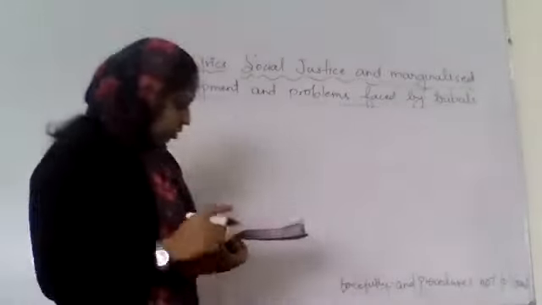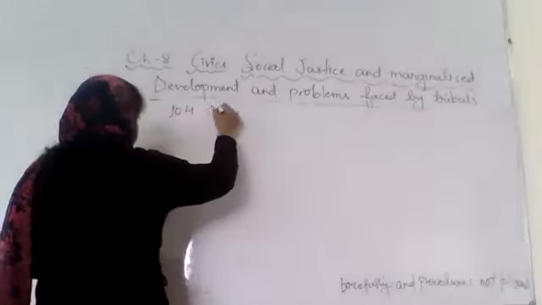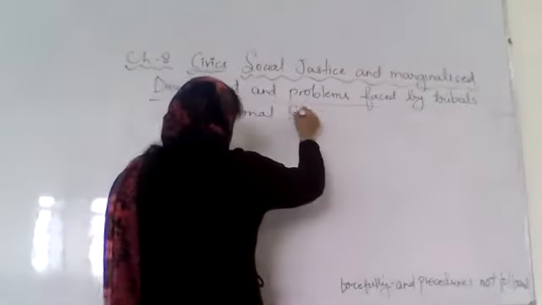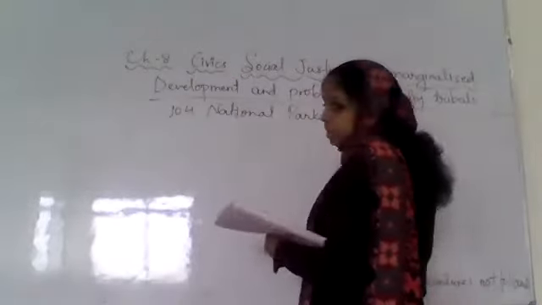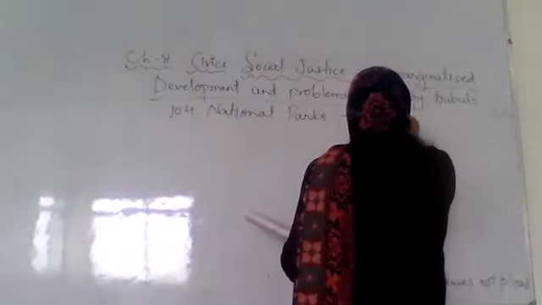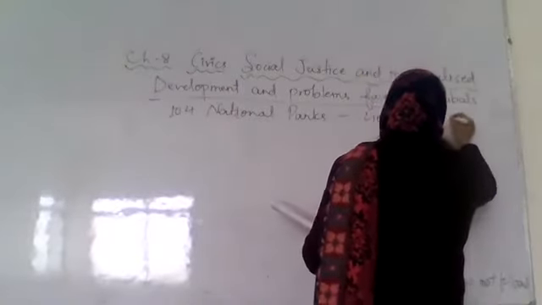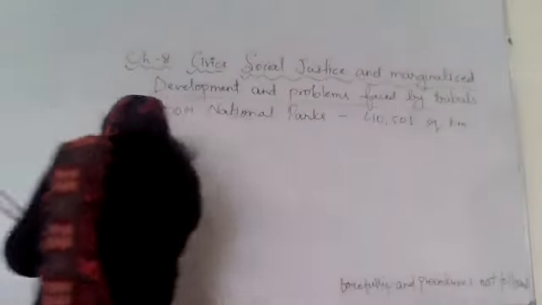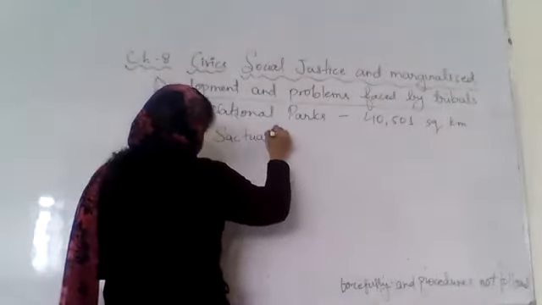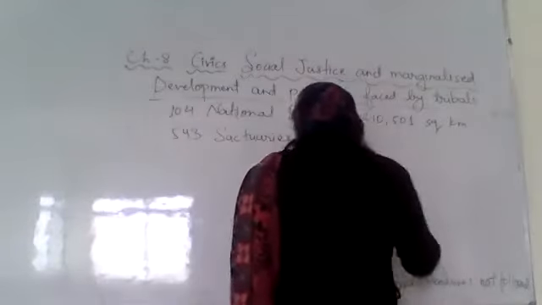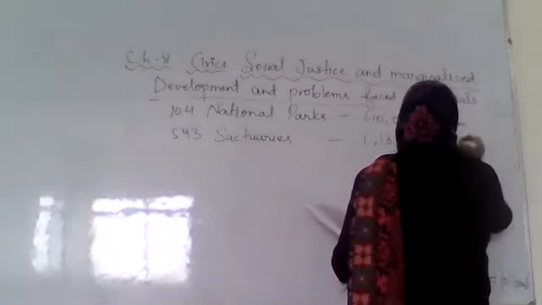Okay. So like this, India has 104 national parks, which cover 40,501 square kilometers of area. Then you have 543 sanctuaries. This covers 1,18,918 square kilometers.